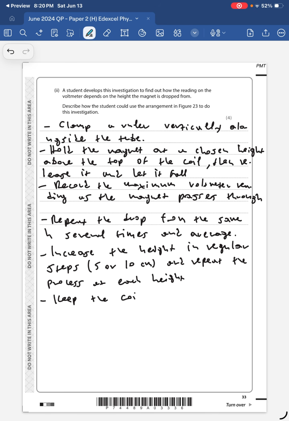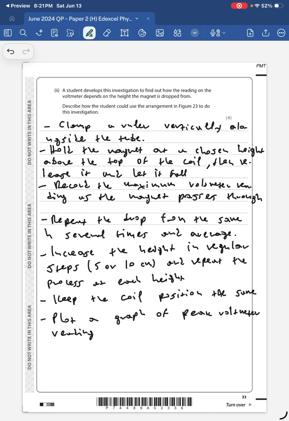Keep the coil position at the same and the same magnet fixed to make it a fair test. So keep the coil position the same, I guess. So don't change it. And plot a graph of peak voltmeter reading against drop height.